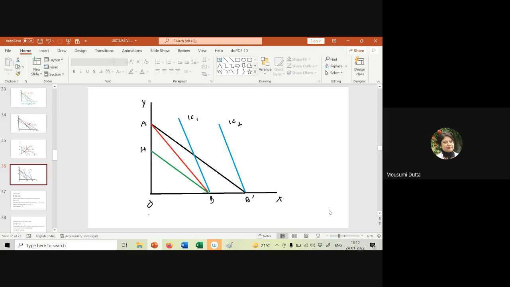As long as the budget line is flatter than the ICs, the income consumption curve coincides with the horizontal axis. Actually, along the ICC, it moves from B to B prime.